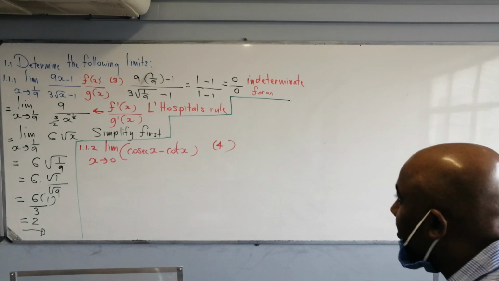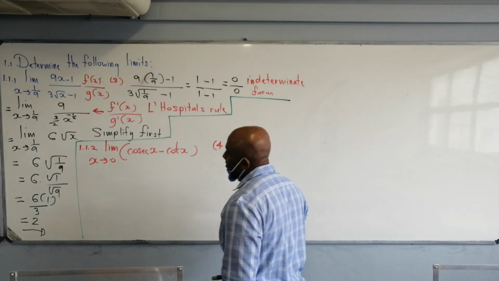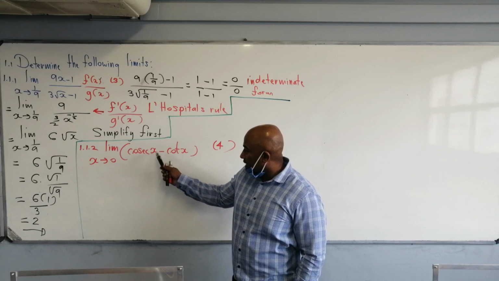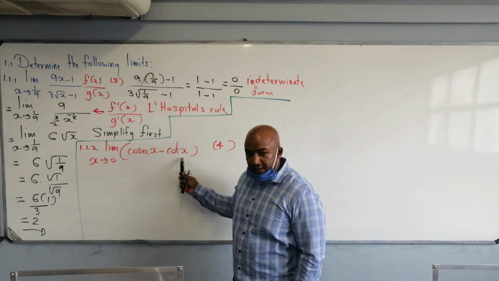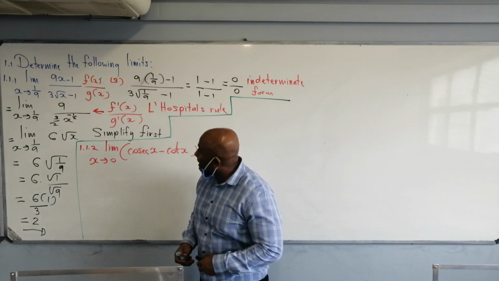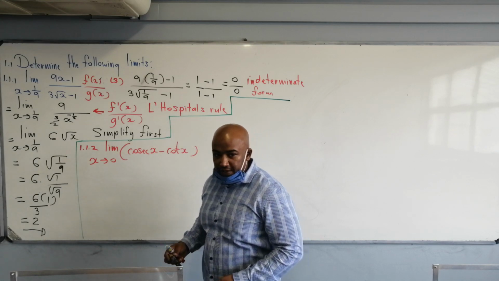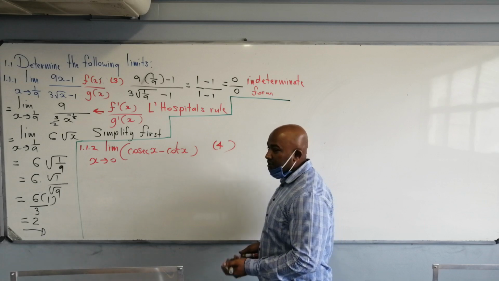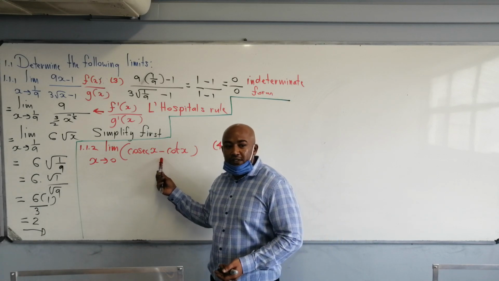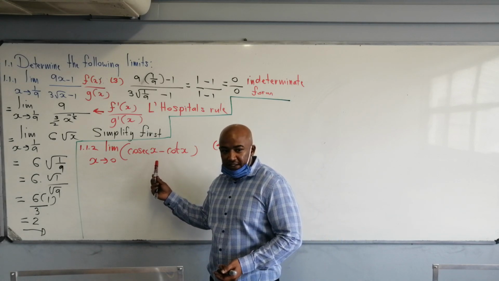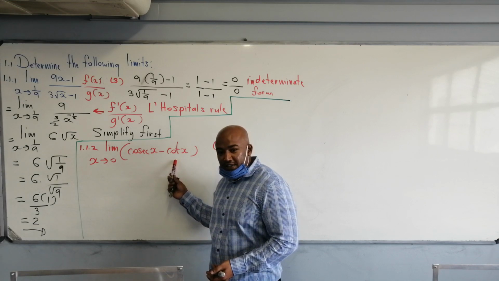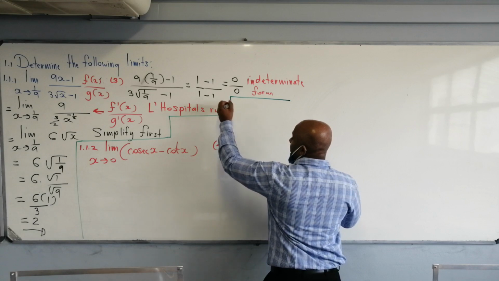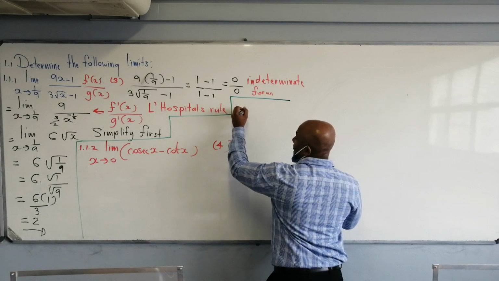1.1.2, we got the limit as x approaches 0 of cosec x minus cot x. So step 1 is substitute. But you need to know your identities, because on your calculator you do not have a cosec function button. We do not have the cot. So you need to use your identity, and let's see what we have here.